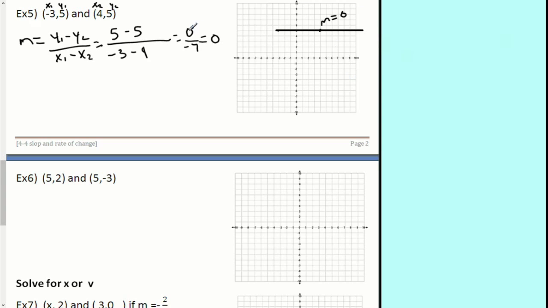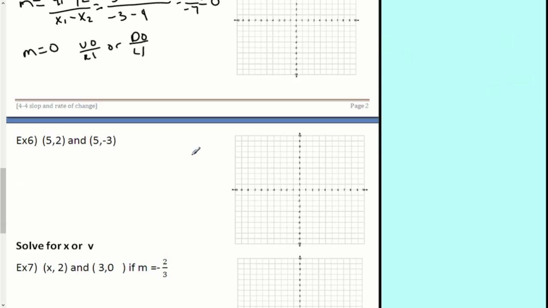So when the top of the fraction is 0, the answer is going to be 0. Okay? So what's the slope of this line? The slope of this line is 0, which means up 0, right 1, or down 0, left 1. Then we have the second special case.